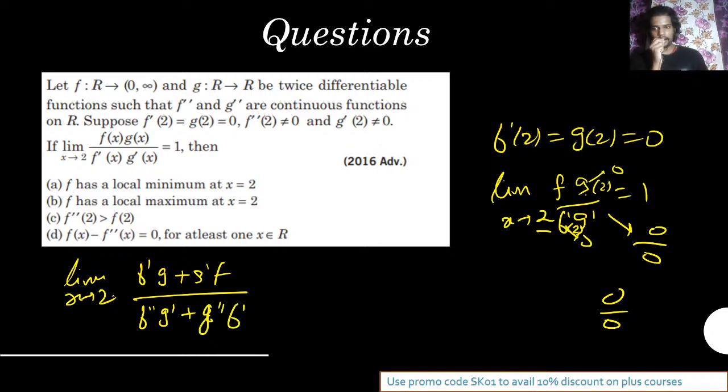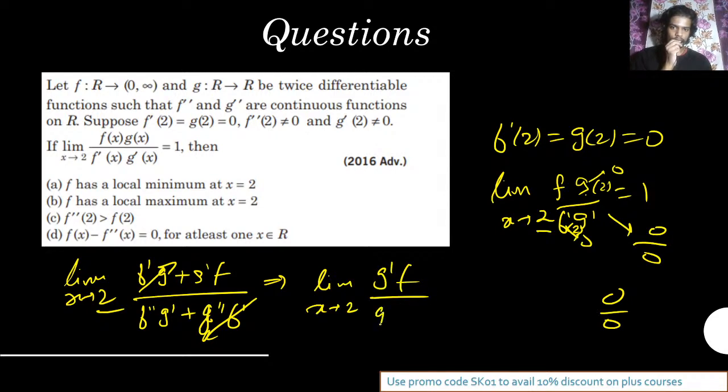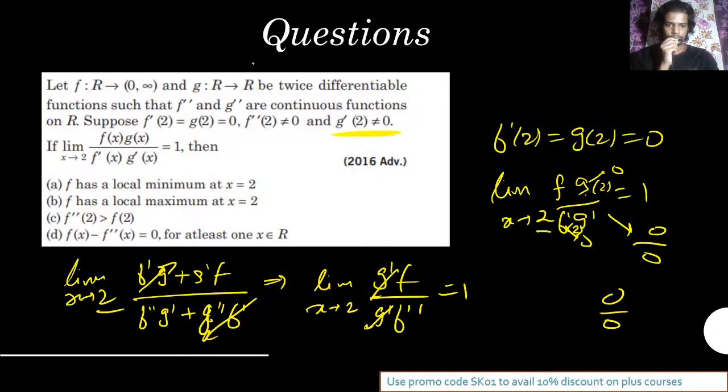Now you see, if you put 2 here, you will get something like this. Remember f dash 2 is 0. If you put 2 here, this will go to 0 because f dash 2 is 0. Again, this will also go to 0 because f dash 2 is 0. So you will be left with limit x tending to 2 of g dash f upon g dash f double dash. Now understand that you can cancel g dash and g dash. Why? Because g dash 2 is not equal to 0. As x tends to 2, this is not equal to 0, so you can cancel it out. So this limit is 1. So if you now put the value of the limit, you will say, no, sorry, that's f, not double dash. That's f, not the dash.